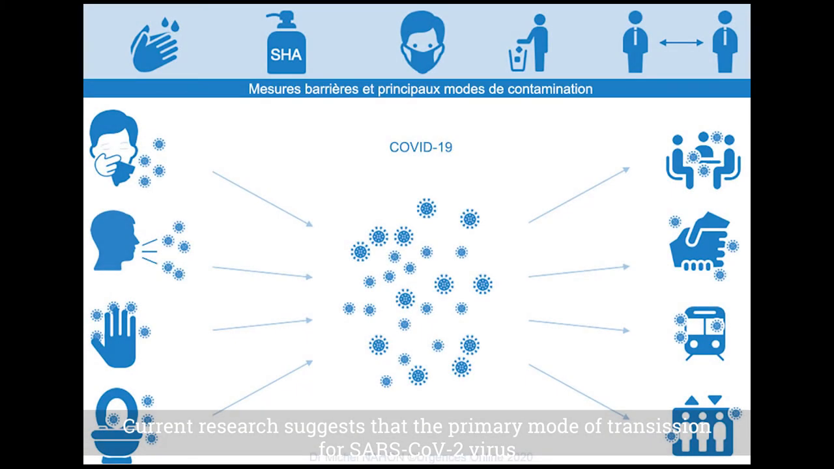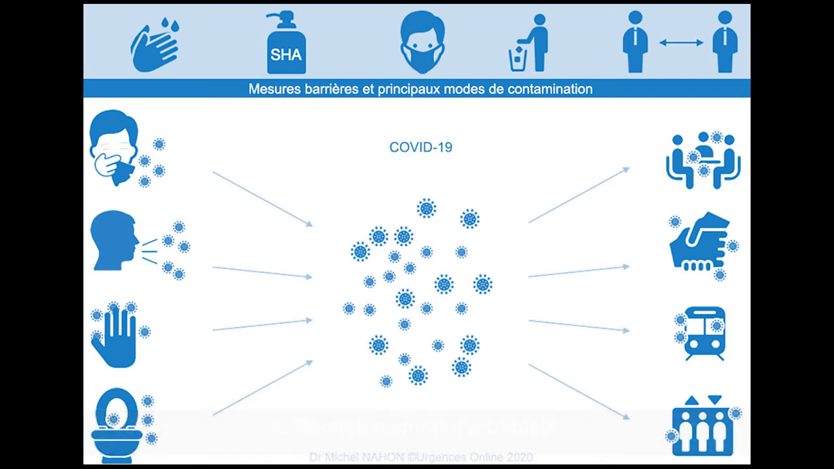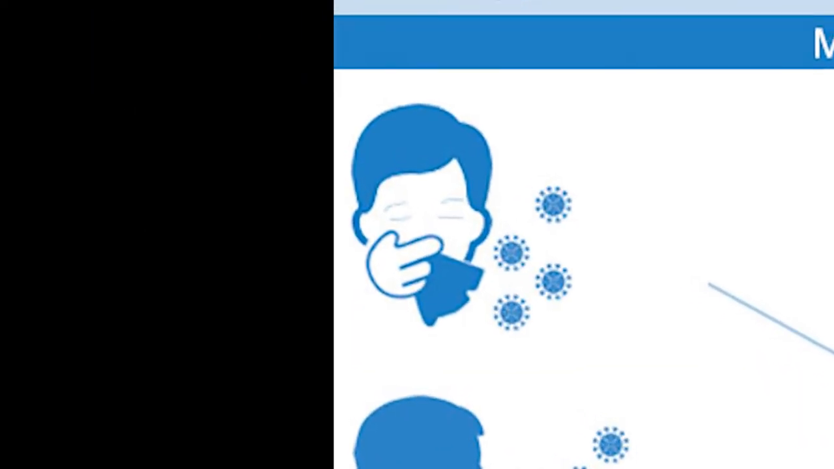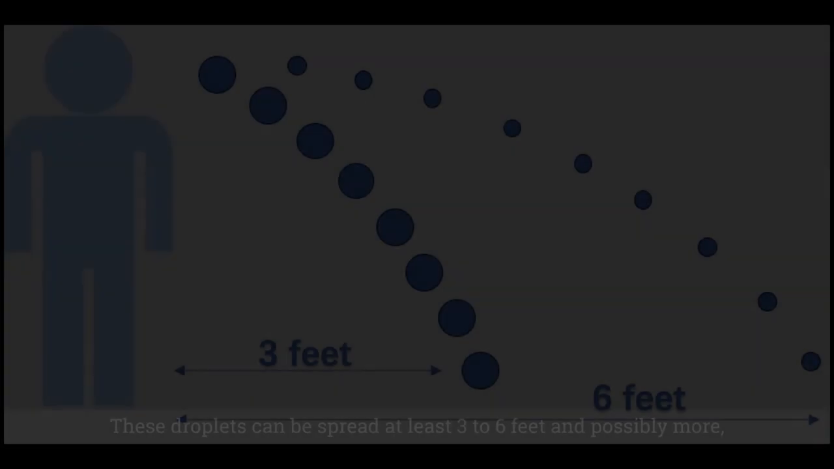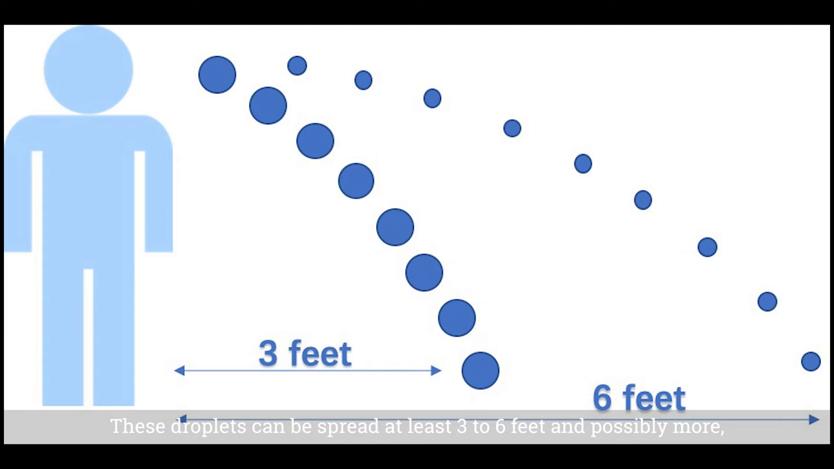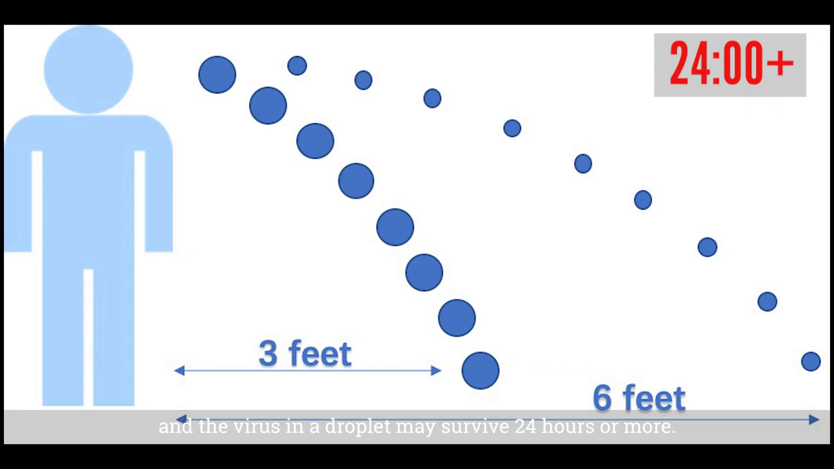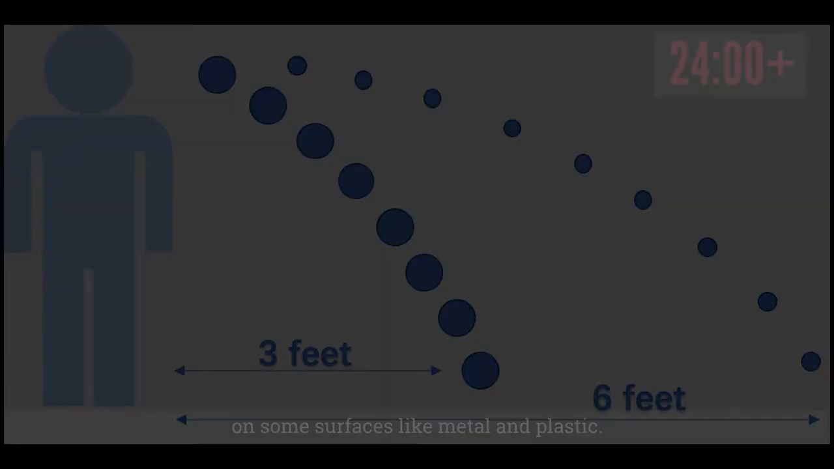Current research suggests that the primary mode of transmission for SARS-CoV-2 virus is through respiratory droplets. A virus might come out of the respiratory canal of a patient while they expel respiratory droplets by sneezing or coughing, or even by talking or singing. These droplets can be spread at least 3 to 6 feet, and possibly more, and the virus in a droplet may survive for 24 hours or more on some surfaces like metal and plastic.